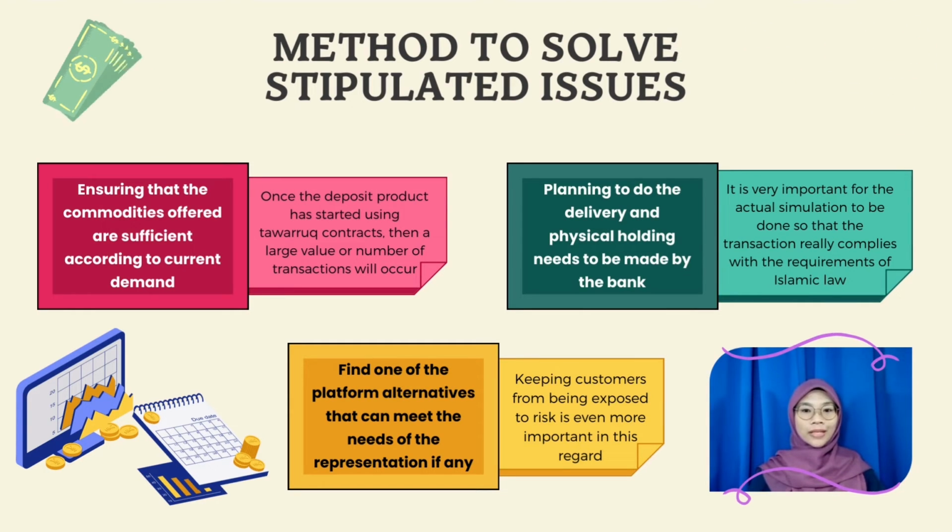The impact is how the bank can meet the needs of its customers by ensuring that the commodities offered are sufficient according to current demand. This is because once the deposit product has started using tawarruq contracts, then a large number of transactions will occur. Then BSAS needs to be prepared for that. Therefore, the bank needs to be prepared with an alternative platform as a precaution.